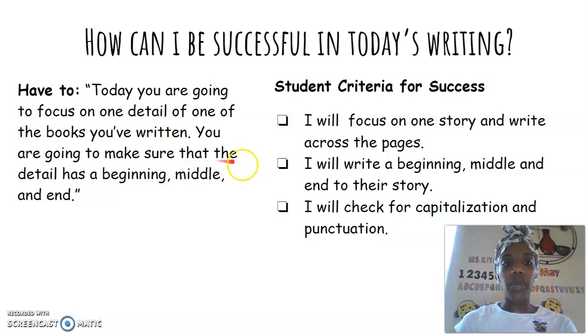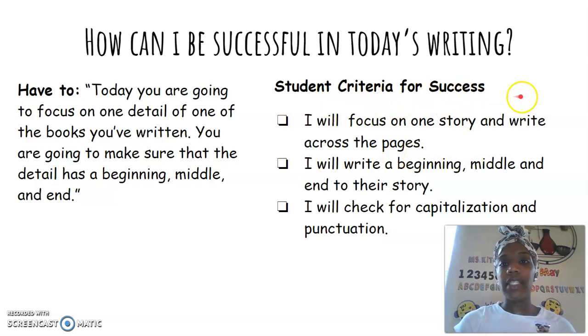We're going to make sure that the details have a beginning, middle, and ending, so I will be looking for those transition words: first, next, then, last, in addition. Transition words are just going to show your readers what to expect next and what part of your writing you are going into, all right?